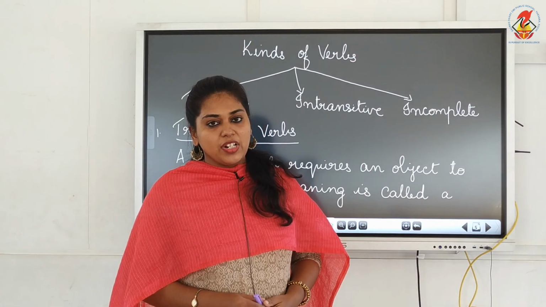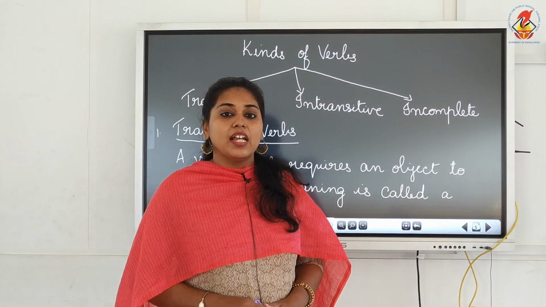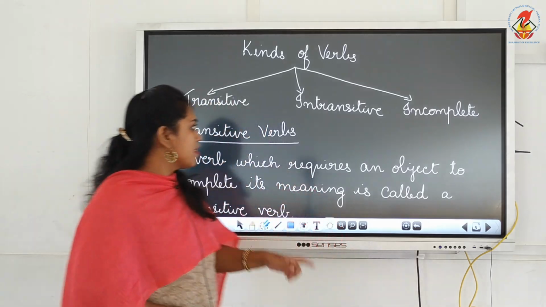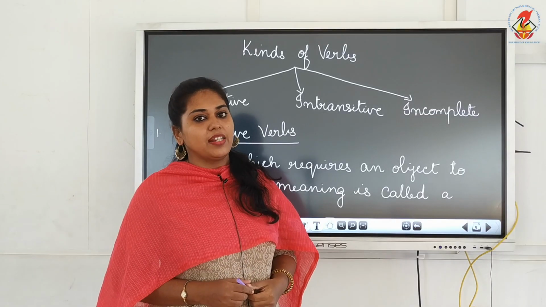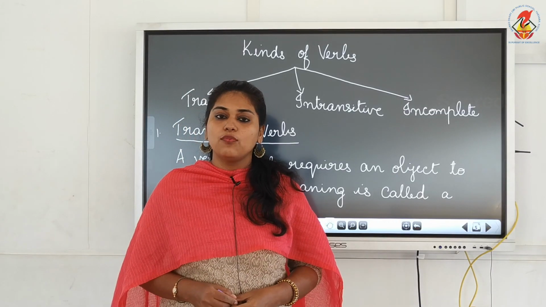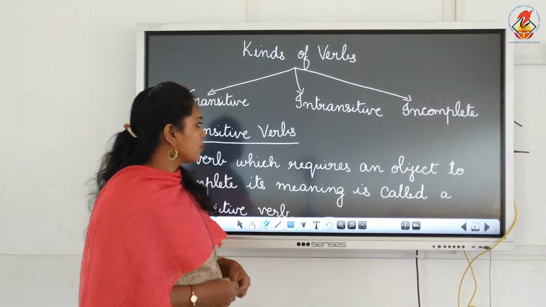Now, let us look at different kinds of verbs. There are three kinds of verbs. One is transitive verb, intransitive verbs and incomplete. So, in this class you will be learning only two kinds of verbs, which are transitive and intransitive. Now, let us look at what I mean by transitive verb.